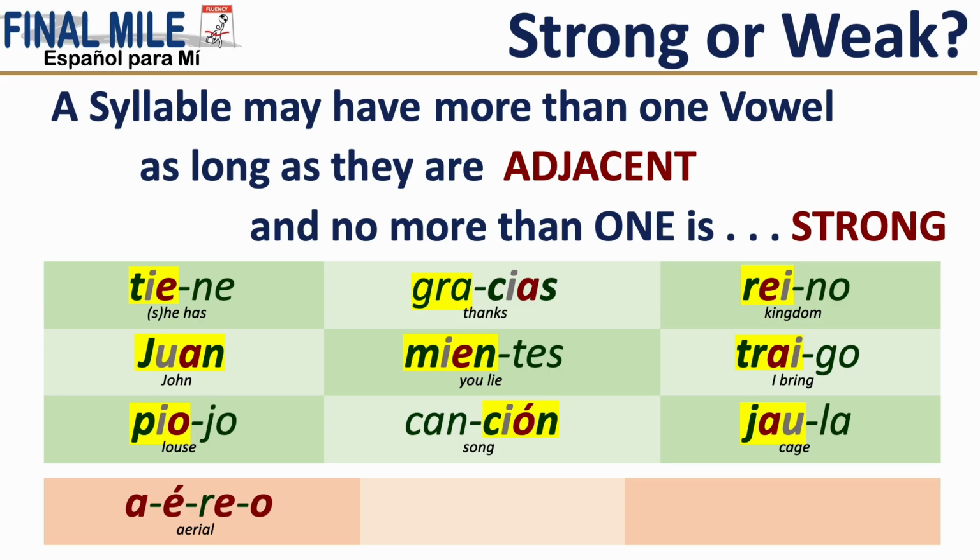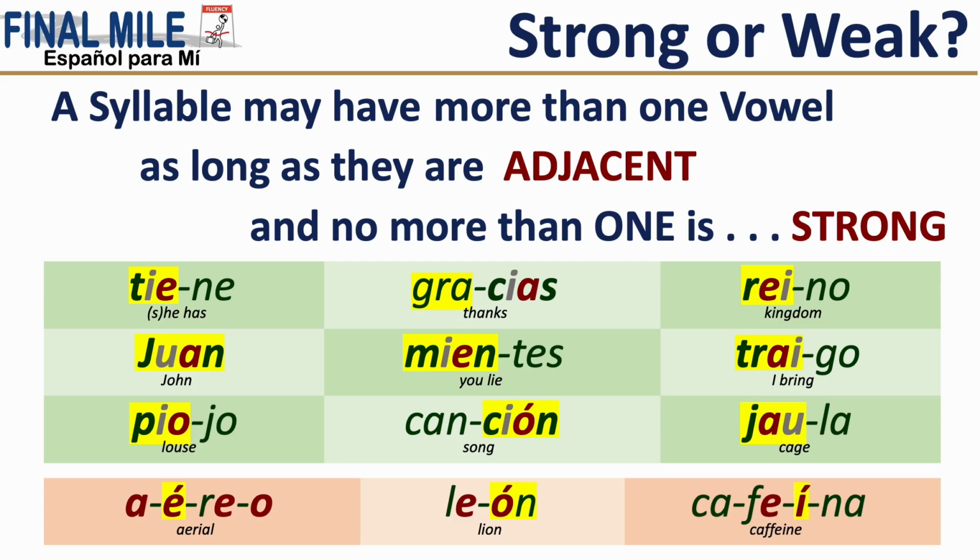Now, look at these words. They have adjacent vowels, but because they are both strong, they cannot be in the same syllable. Graphic accent. Aéreo, aéreo. León. You see the two vowels right next to each other. E and O. They are both strong, so they have to be separated.